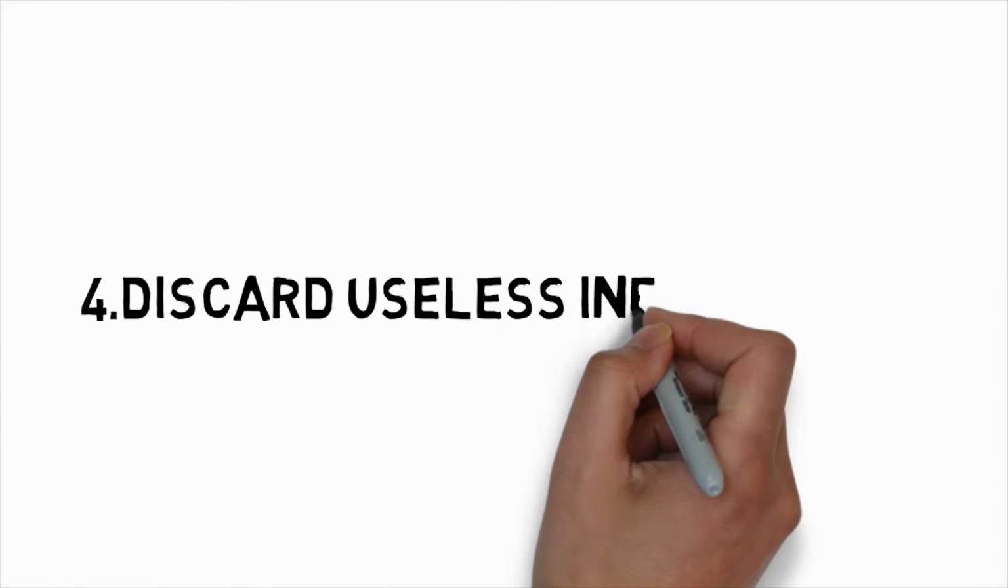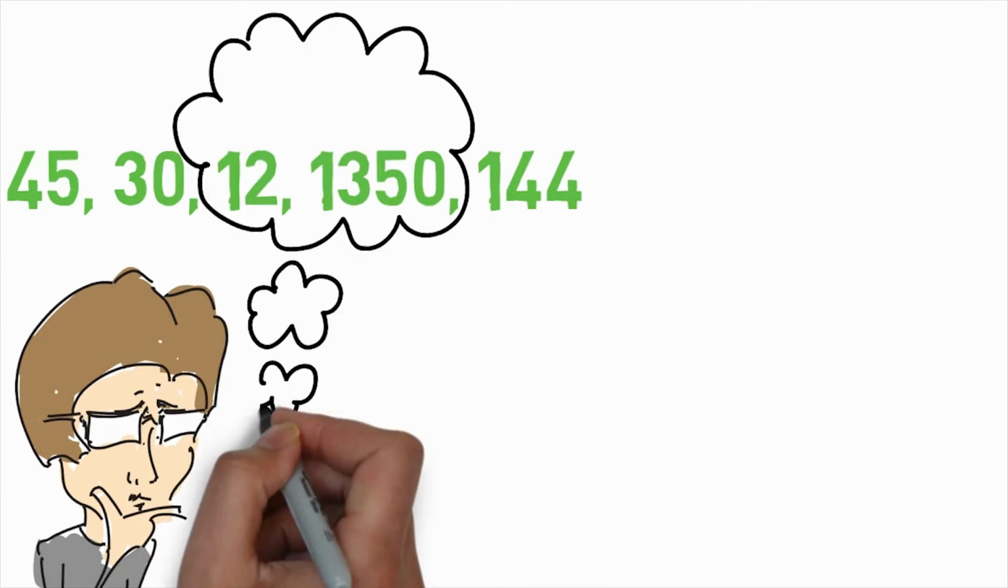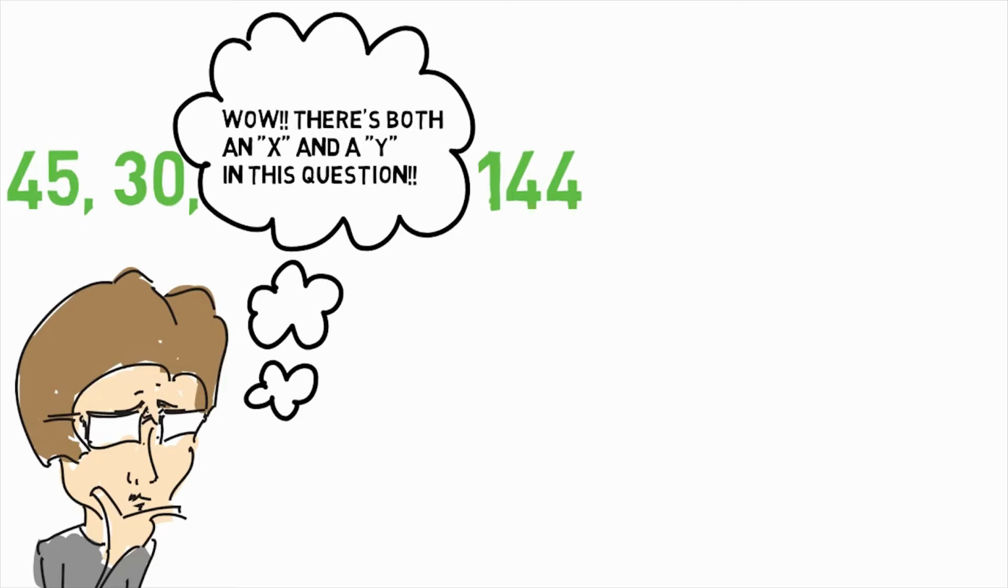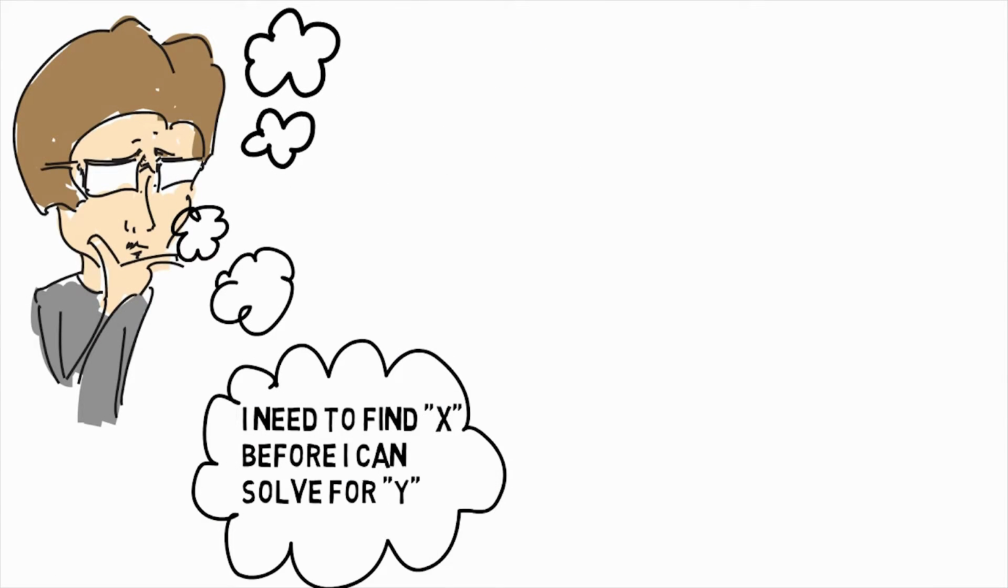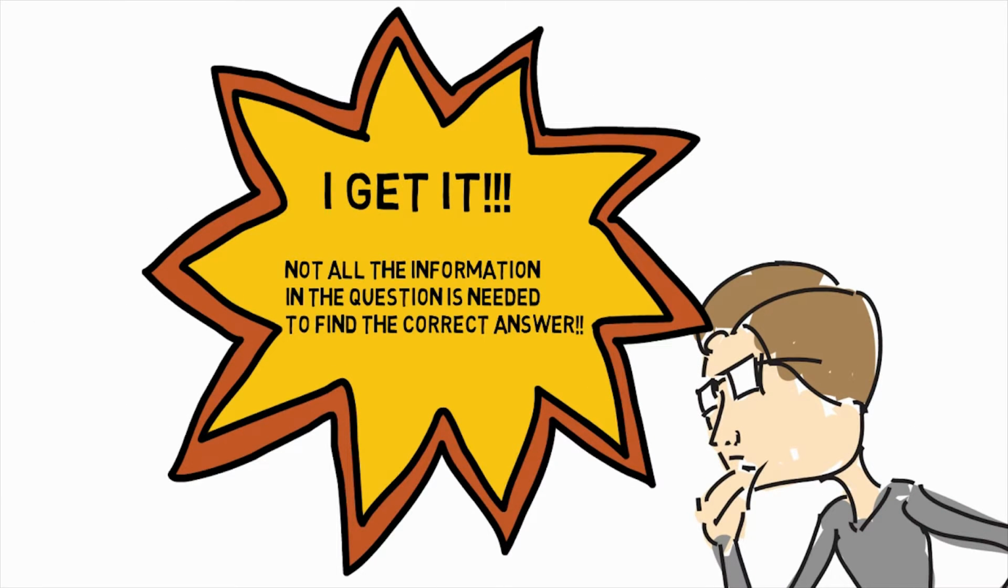Number 4. Discard useless information. Not all known values provided will be useful. You may find more than one unknown value. You may need to solve for an unknown value first before you arrive at the correct value, but not all unknown values need to be solved or will be useful.